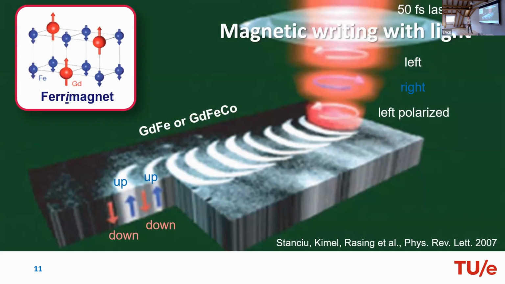Now, coming back to this demonstration of all-optical switching in the ferromagnetic alloys, in this case gadolinium iron or gadolinium iron cobalt, you can use this local and non-local transport a little bit better to understand what is happening in these systems. So where is this transport coming from, and how can you then switch magnetization?